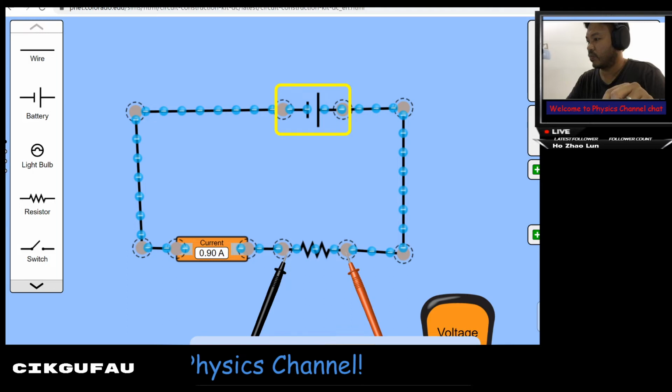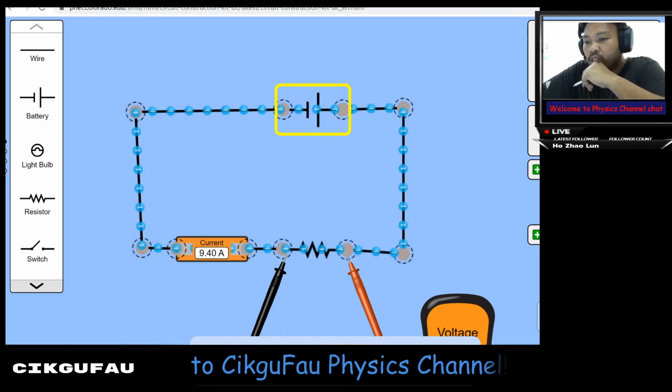So you can see that when the charges have more energy, they will move faster, and that has an impact on the current. If you look at the ammeter here, this is a low voltage. I increase the voltage, the current has increased as well, because current is the rate of flow of charges. So the faster the charges flow, the higher the current will be, right?